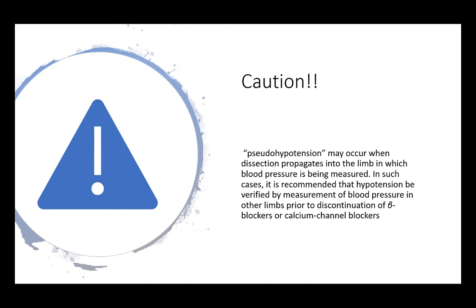One phenomenon to be cautious about is pseudo-hypertension, which may occur when dissection propagates into the limb in which blood pressure is being measured. In such cases, it is recommended that hypotension be verified by measurements of blood pressure in other limbs prior to discontinuation of beta blockers or calcium channel blockers. So always scrutinize your blood pressure measurements before you take any action.